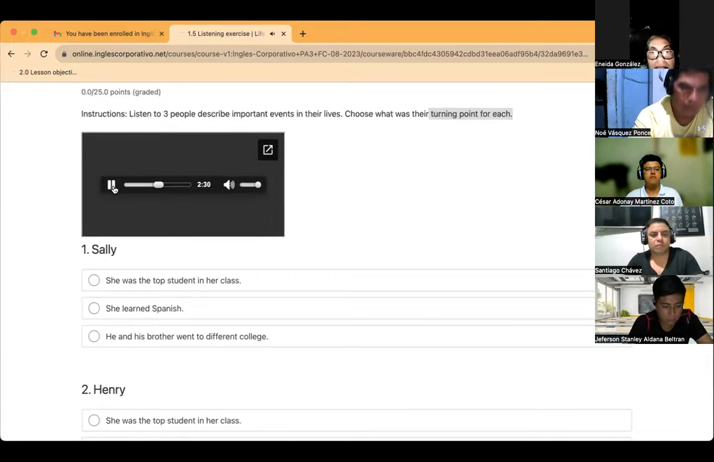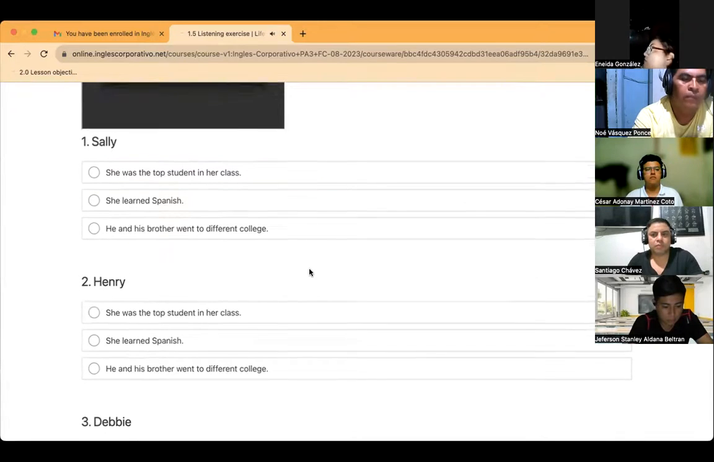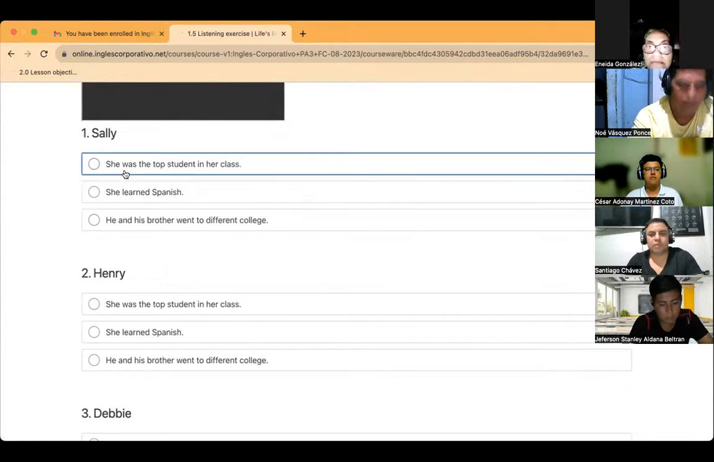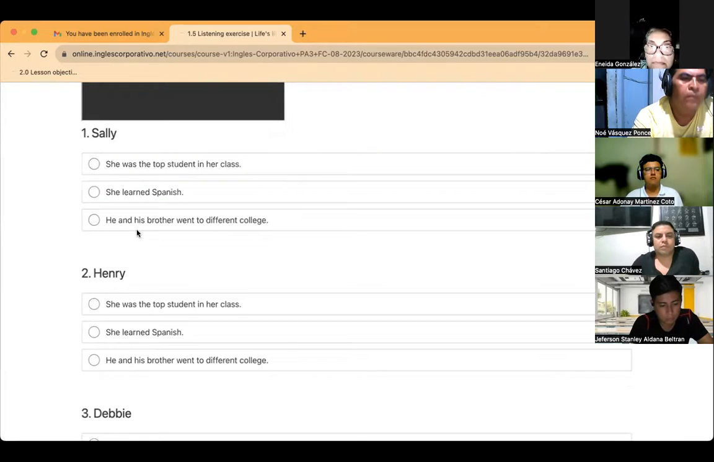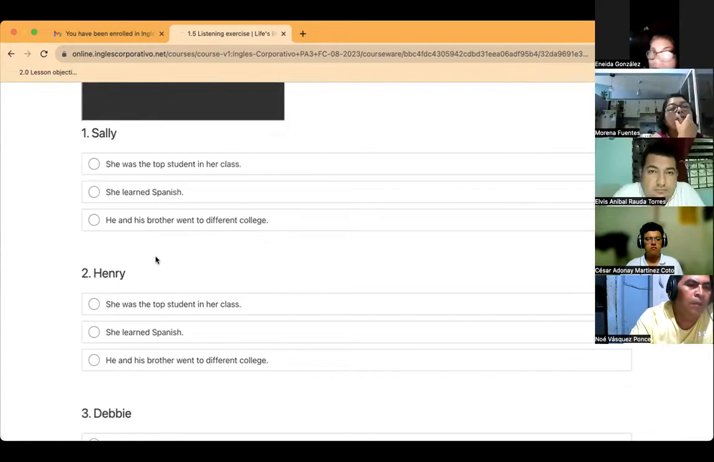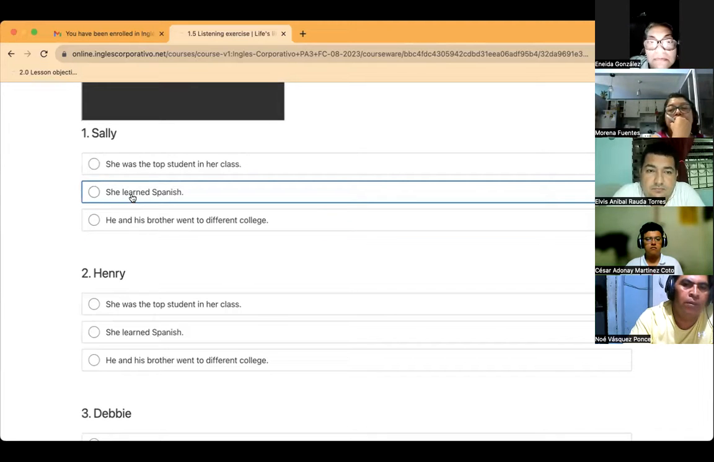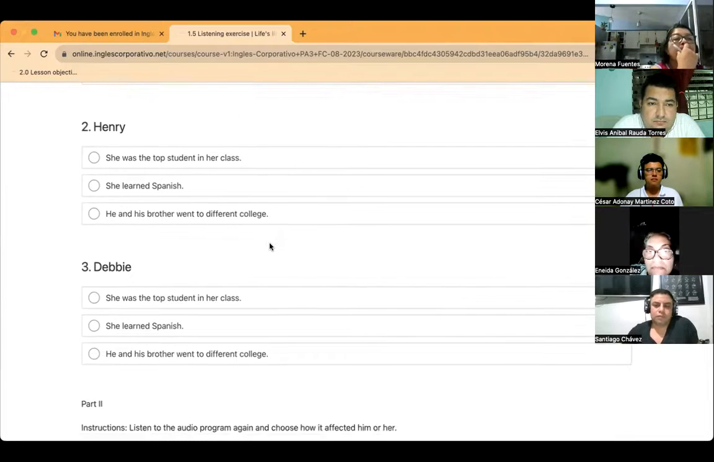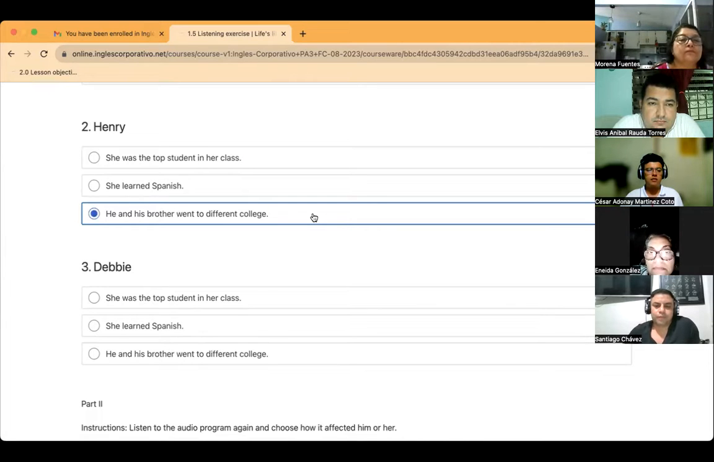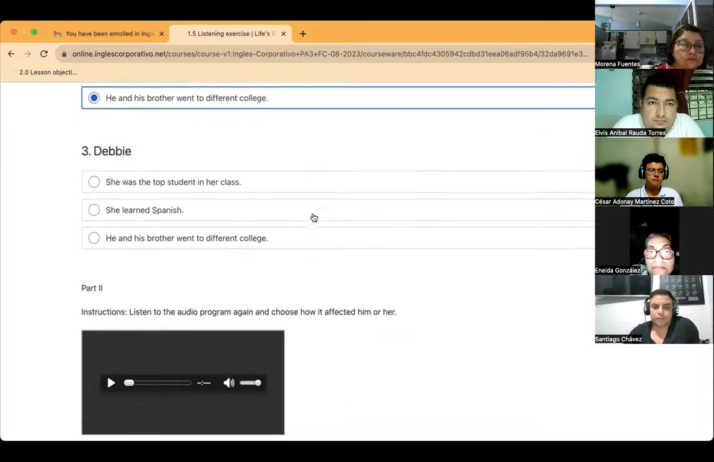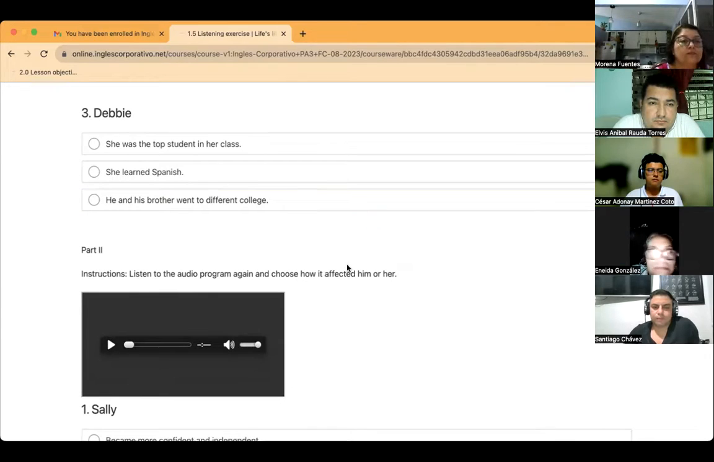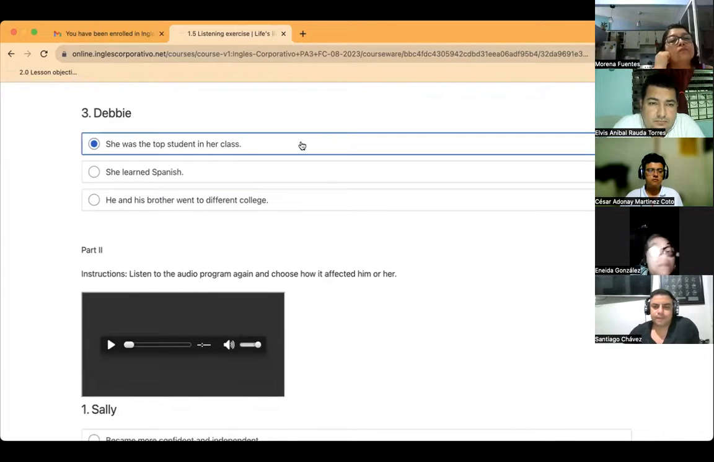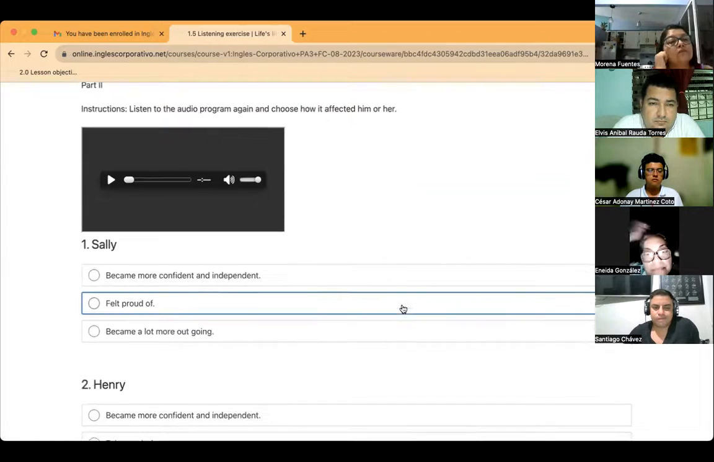Page 74. Okay, before we listen again, let's take a look. What about Sally? What was a turning point in her life? I think it's number two. Number two, she learned Spanish. Yes, she learned Spanish. Okay, all right. What about Henry? Number three. When he and his brother went to different colleges. Okay, good. What about Debbie? Number one. Okay, great. Now we're going to listen again.